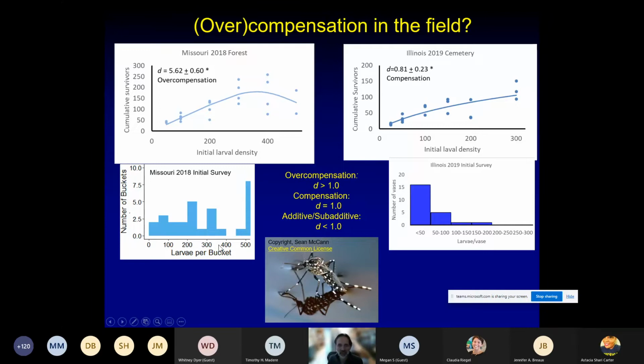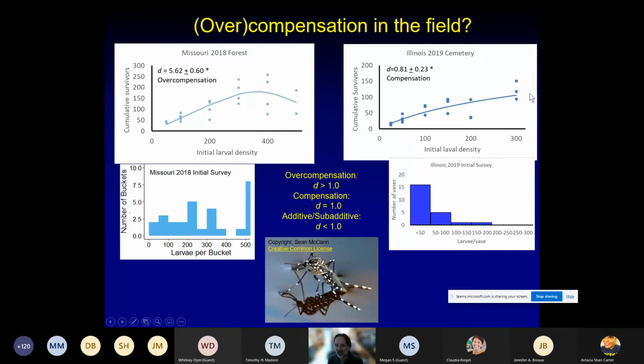In Missouri, when we did this, we got a value of D that was giant, 5.6, clearly significantly greater than 1, and indicative of this being a situation where we would expect overcompensation in response to mortality at these high densities. When we repeated this in a little bit different environment with the same species of mosquito in a cemetery in Illinois, we got a little bit different result. We got a D value indistinguishable statistically from 1.0. It's actually a little bit less than 1, but it's not significantly different from 1, although it is significantly greater than 0.